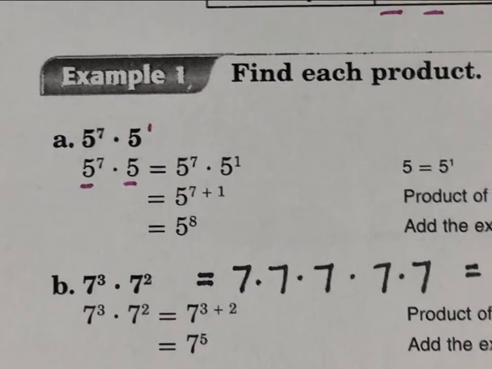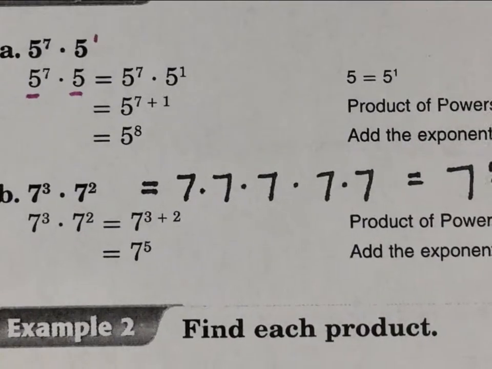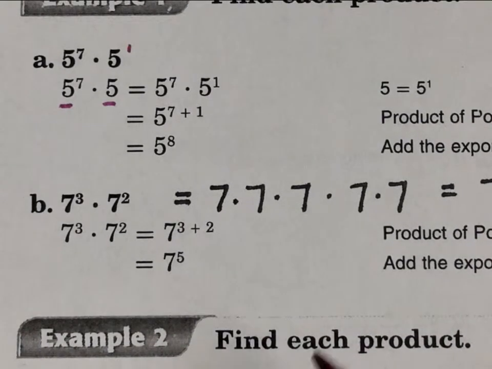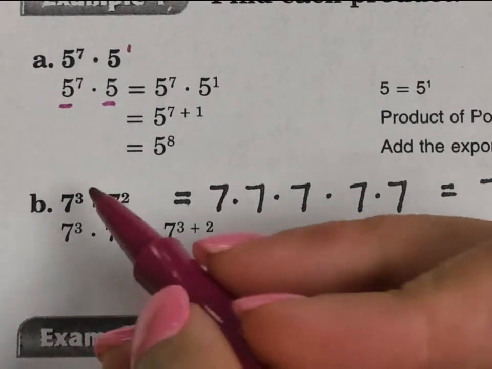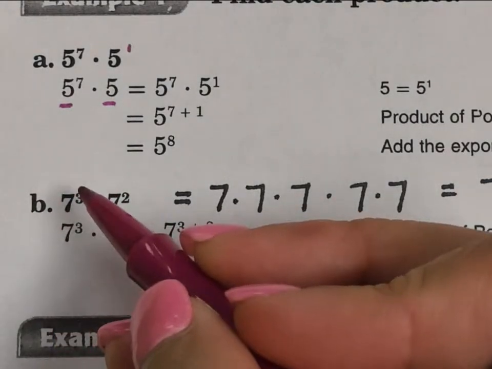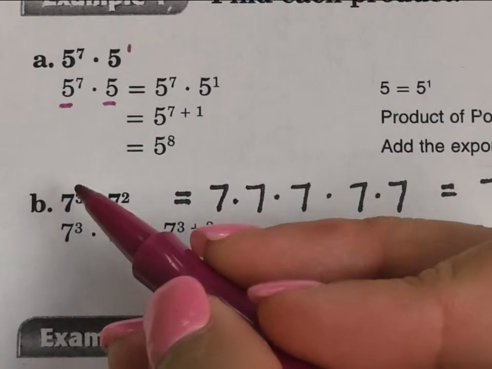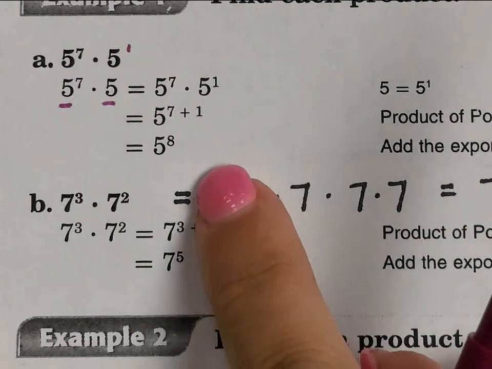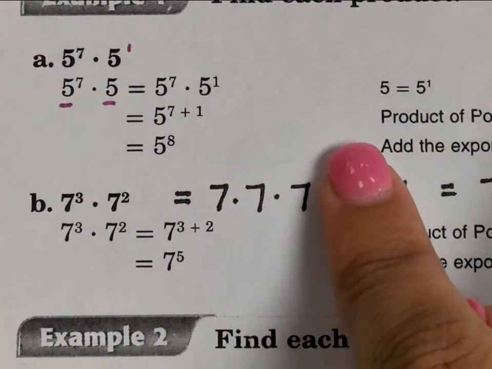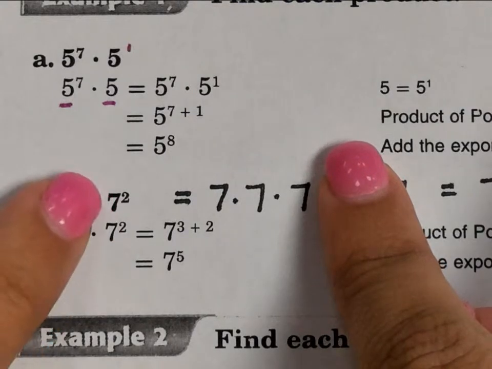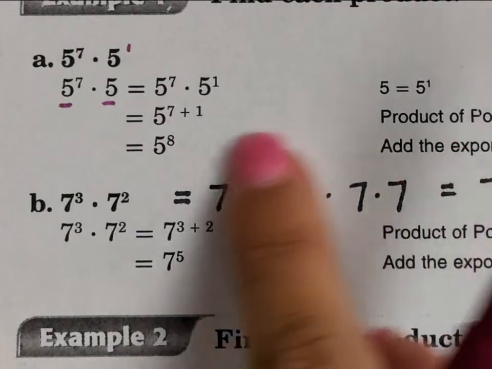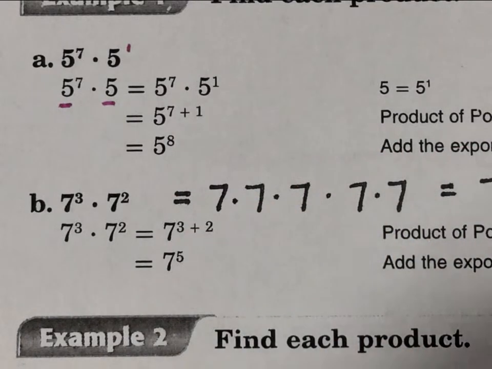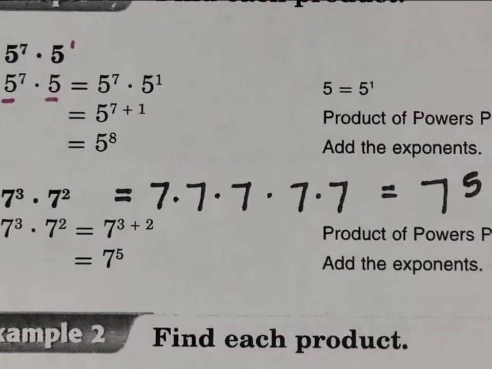All right, and B, I've got 7 cubed times 7 squared. This kind of explains why I can add those exponents. If you think about 7 cubed, what does that mean? What does it mean to be 7 cubed? 7 times 7 times 7. So if I multiply that by 7 squared, that means I have 2 more 7s. How many 7s do I have there? 5. So I get 7 to the 5th.